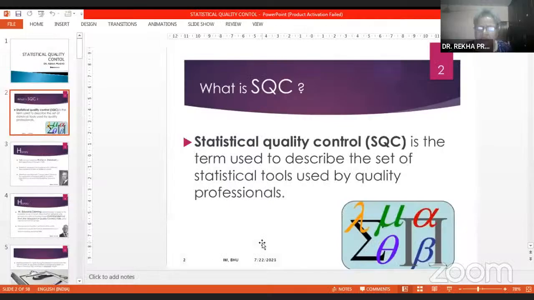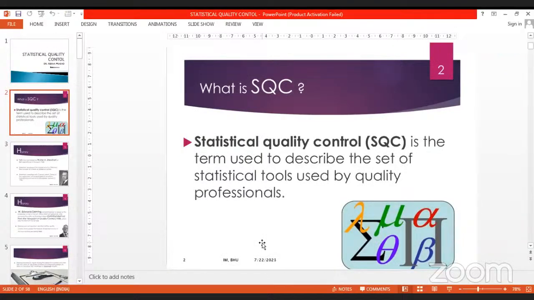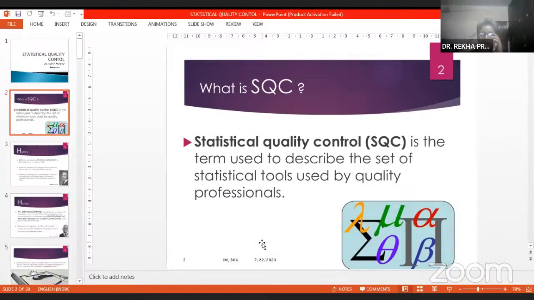SQC is the term used to describe the set of statistical tools used by quality professionals. You see that the quality is within the parameter set. If too much goes beyond the upper limit or lower limit, then it is rejected. And here we use normal distribution.